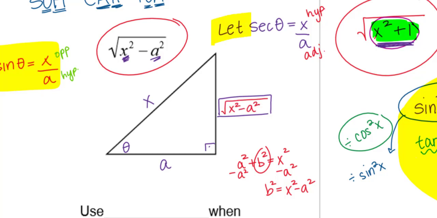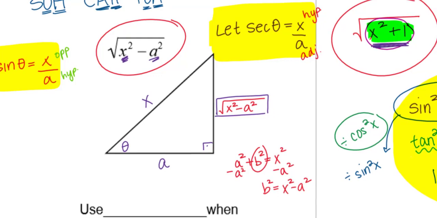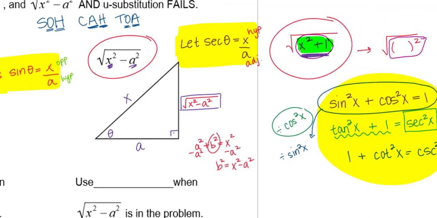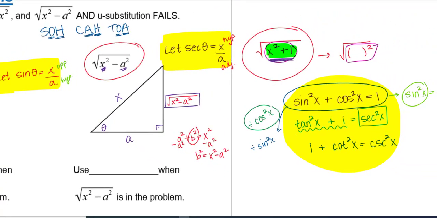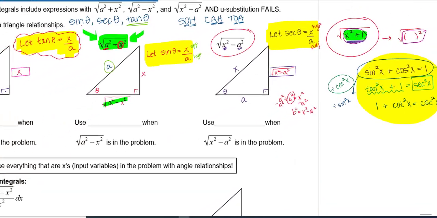Okay, so this I know, if I replace secant of theta for every x over a that I see, and I'm going to show you how to do that in a problem here in a second, I know that this problem will work. If you pick the wrong trig function, your problem is not going to necessarily work using trig substitution. So I will fill these in.